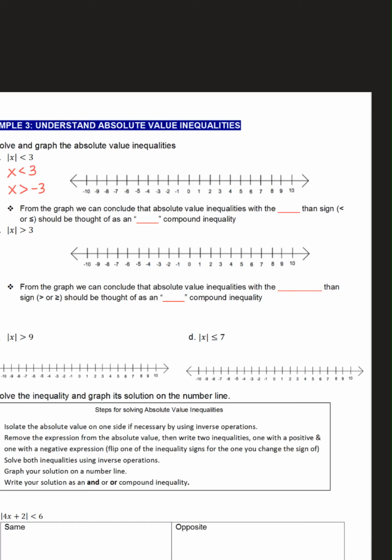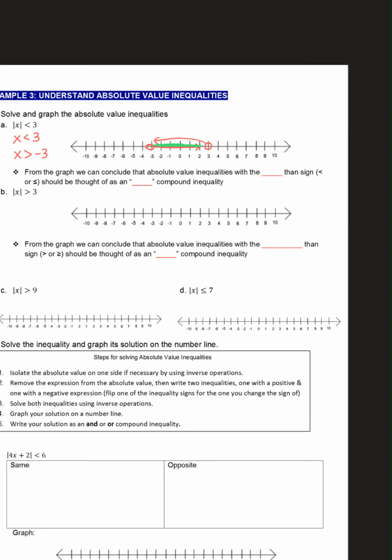So x is less than 3, open circle, and arrow going to the left, and then the other one, open circle at negative 3, and arrow going to the right because all the numbers greater than. Now let's make a connection here. I see that my arrows are going in the opposite directions, meaning they're overlapping each other. What does that remind us of? If you said an "and" compound inequality, you are correct.